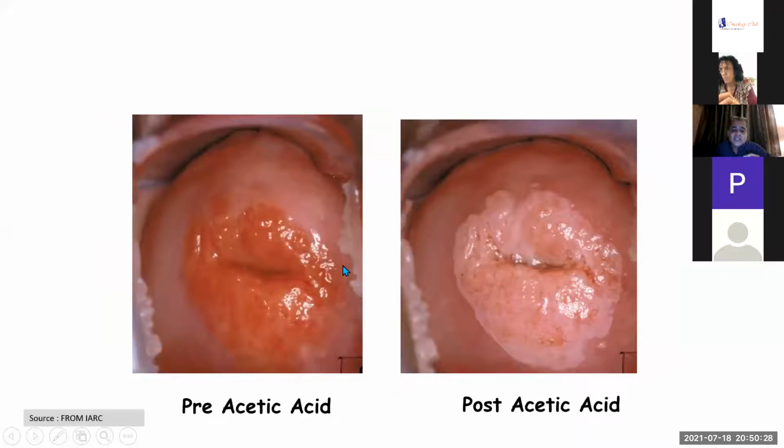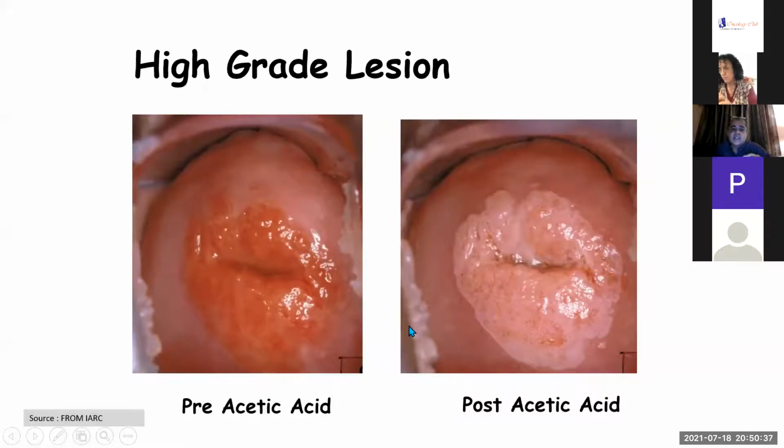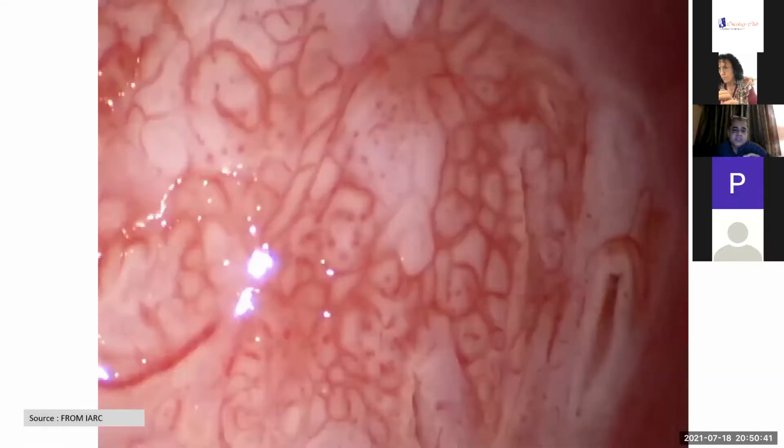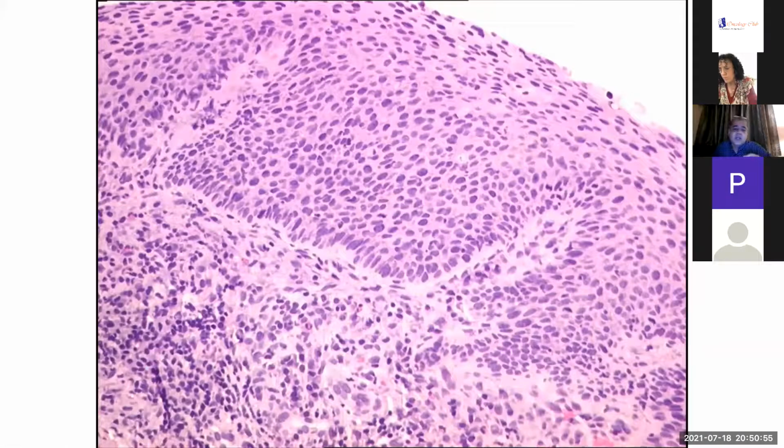Coming to high-grade lesions, you see that they are more thickened lesions with raised, well-defined borders. This is a pre-acetic acid and post-acetic acid lesion. These are the high-grade lesions which most gynecologists are familiar with. Again, there is the blood vessel pattern, a mosaic pattern, because there is new angiogenesis and new vessels are being formed. So under the colposcope, you'll find this mosaic blood vessel pattern on examination. What happens when you take a biopsy from such lesions, which are thickened and aceto-white?